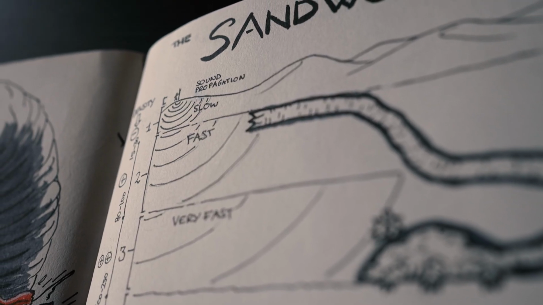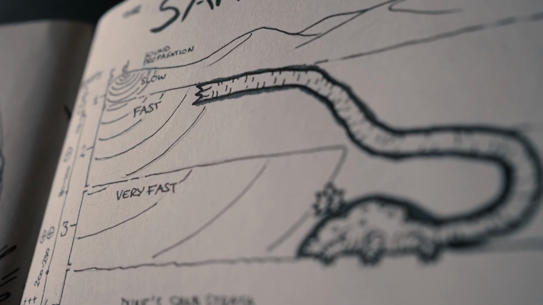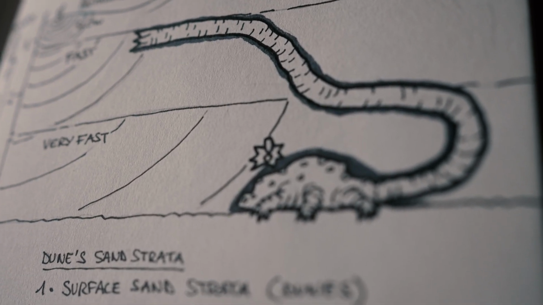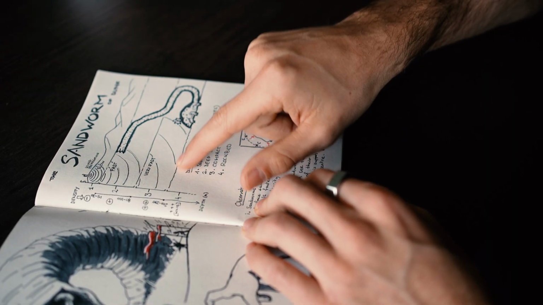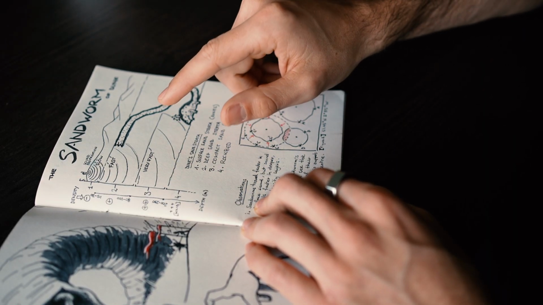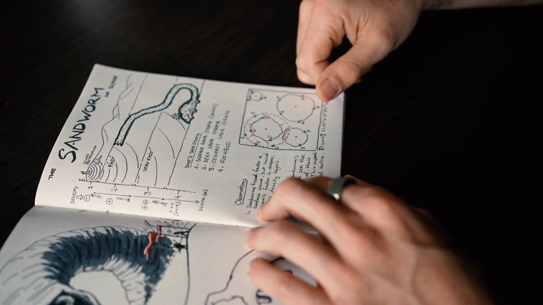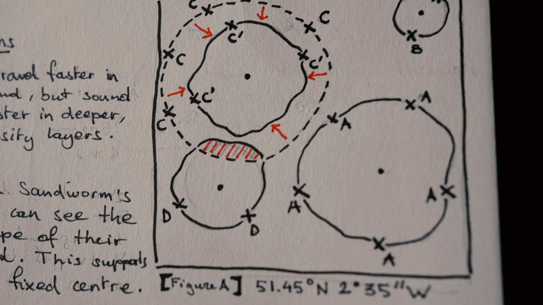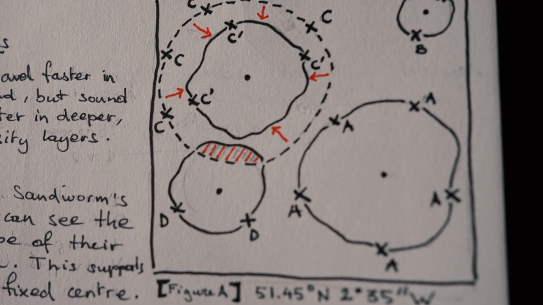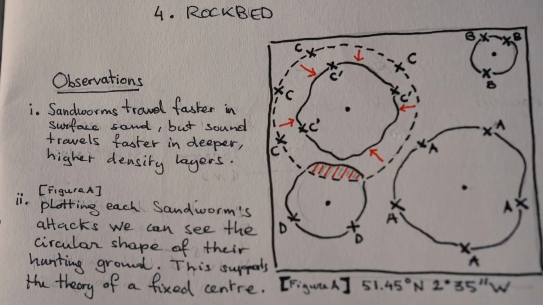Much further than the distance that the vibration from your steps should be able to travel, especially closer to the surface where the sand is less dense. But at deeper layers where the sand is more compact, vibrations can travel further and faster, but it's impossible to move at those depths. Plus, I've also plotted the attacks of each sandworm that we've seen, and it forms almost perfectly circular hunting grounds.